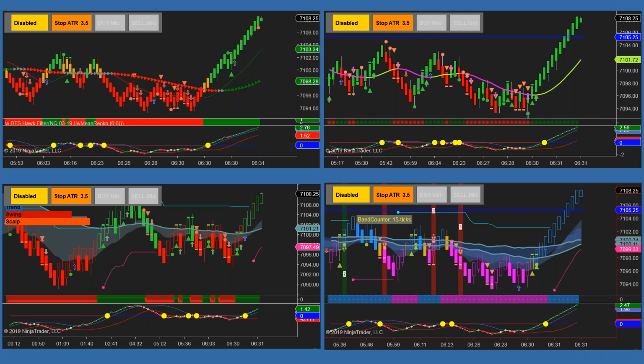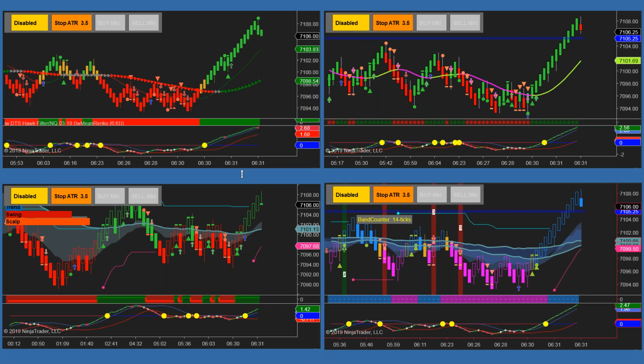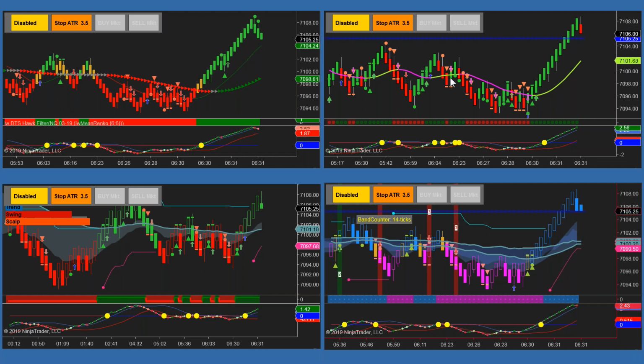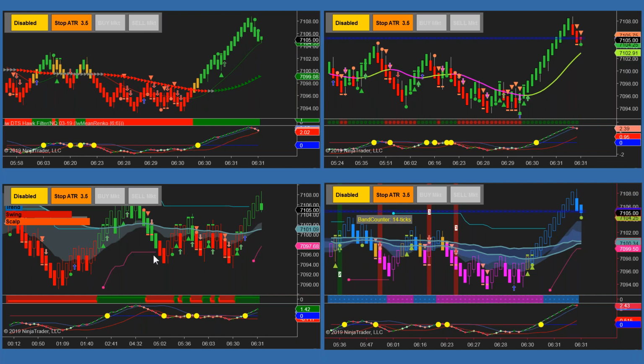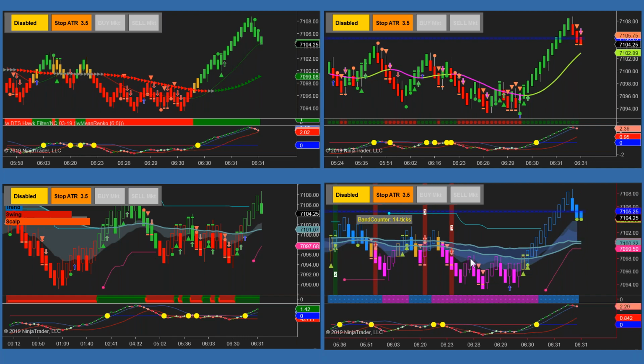For those of you new to the room, let me give you a quick overview of what you're looking at here. I've got the complete DTS system along with the Raptor. So in the top left, I have the Hawk Micro Scalper. Top right, I have the Falcon Swing Trader. Bottom left is the Eagle Trend Trader. And the bottom right, of course, is the Raptor.